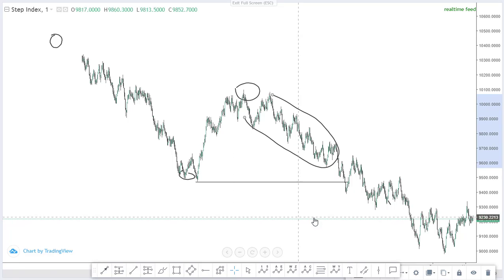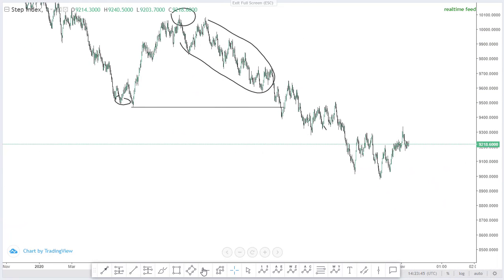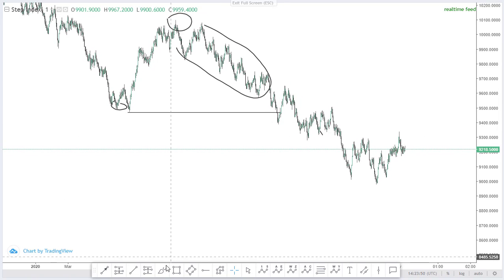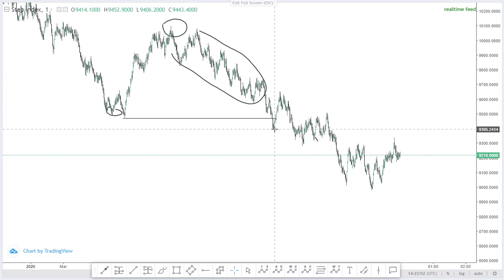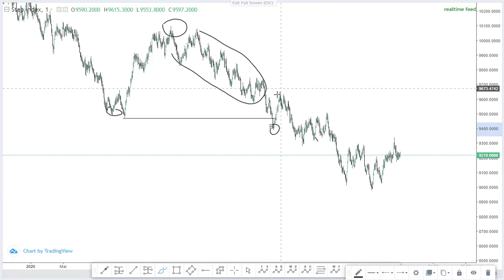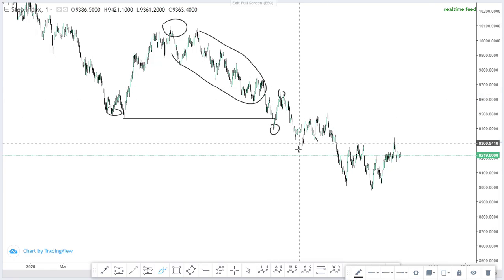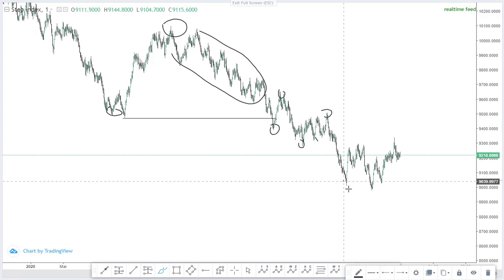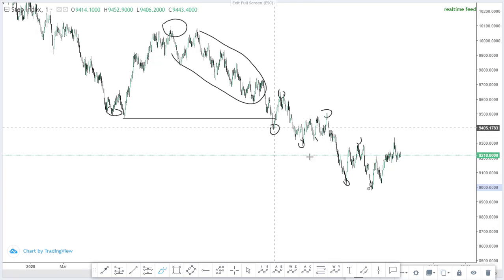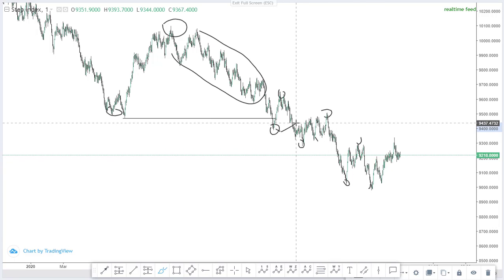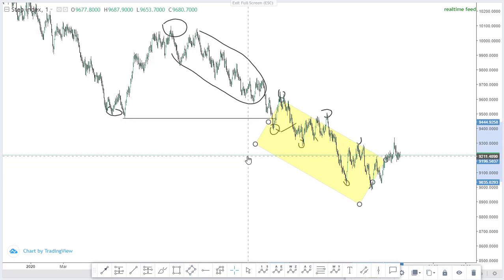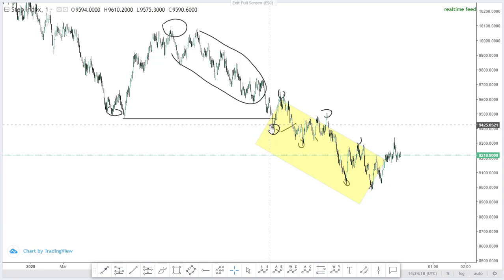And then from the low that broke the structure all the way to the high, lower low, lower high, lower low, lower high, lower low, lower high, lower low. This is a range structure. This is a kind of range structure forming on this level.